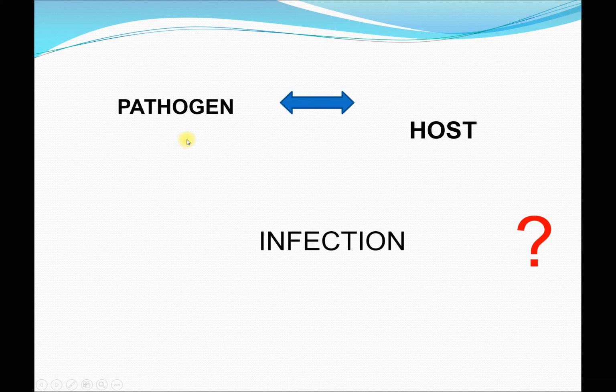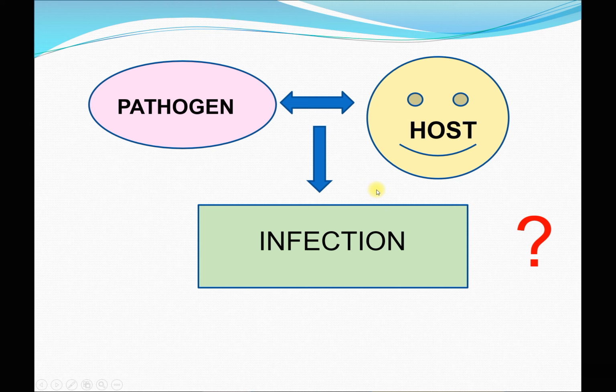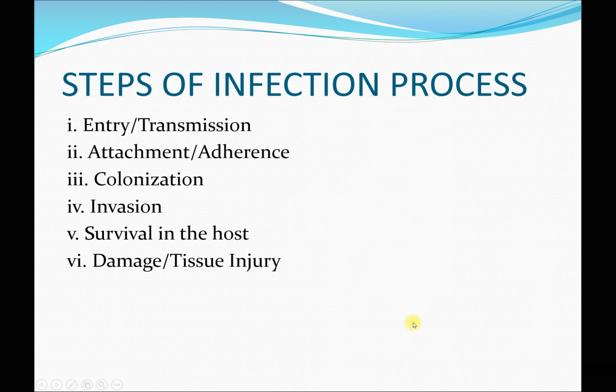The pathogen and the host interact with each other and may result in the infection. The outcome of this interaction process depends upon the strength of both the host and the pathogen. Infection is a multi-step process. These steps are followed one after the other. And sometimes these steps can be concurrent, that means they can occur side by side also.